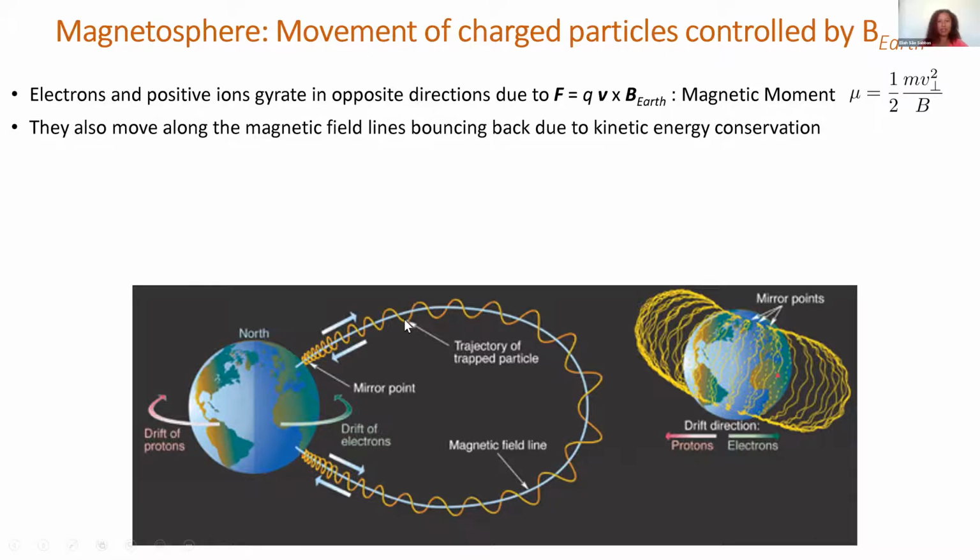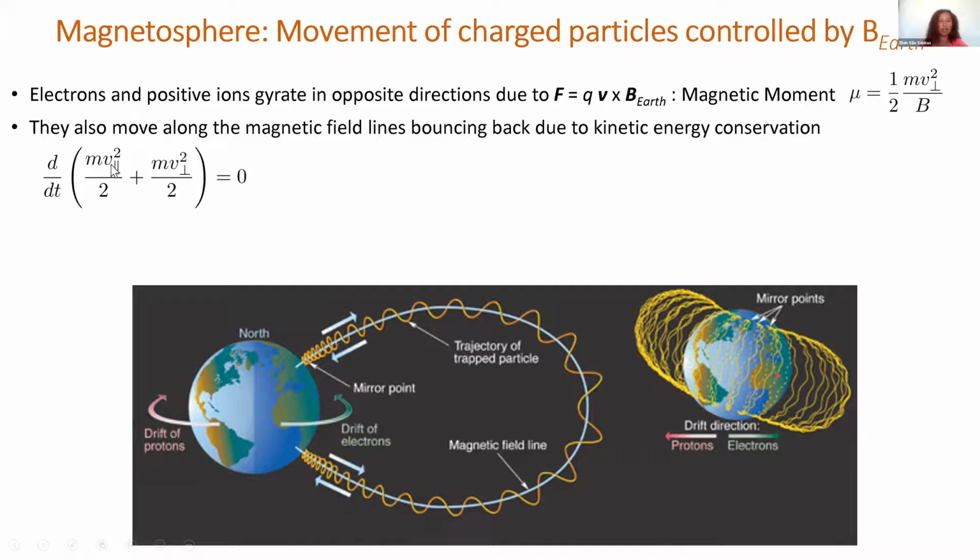So besides gyrating around the field line, they also have a movement along the field line, and they bounce when they get closer to regions where the magnetic field is stronger because of energy conservation.